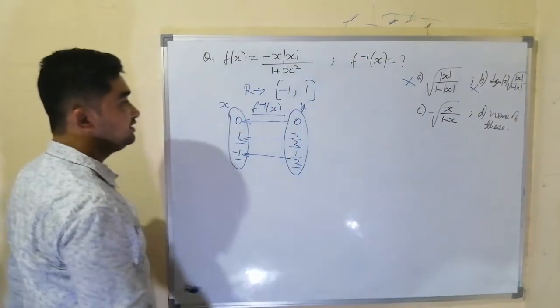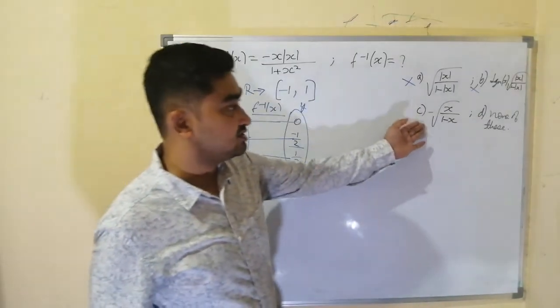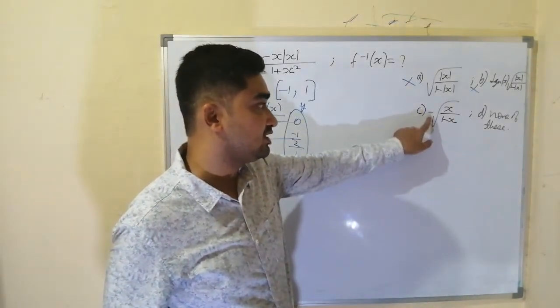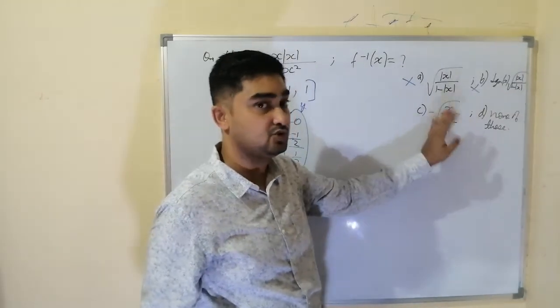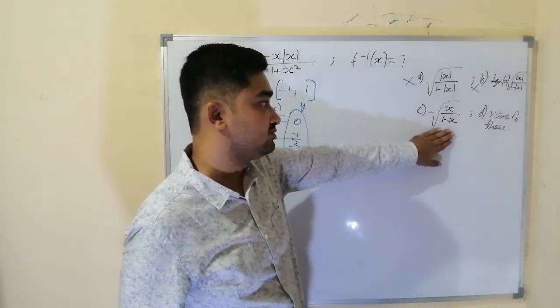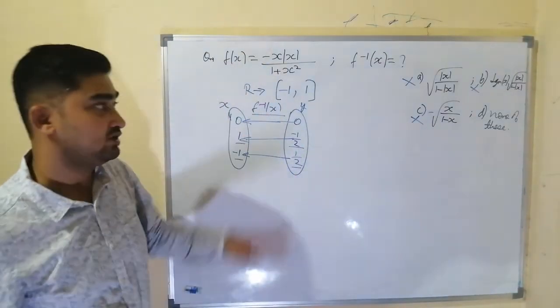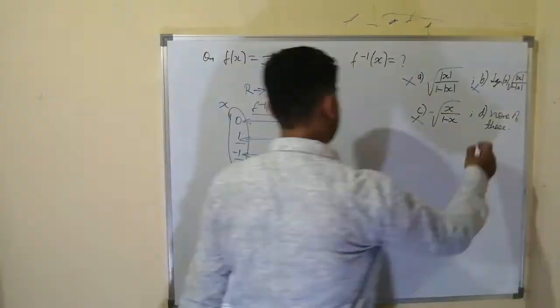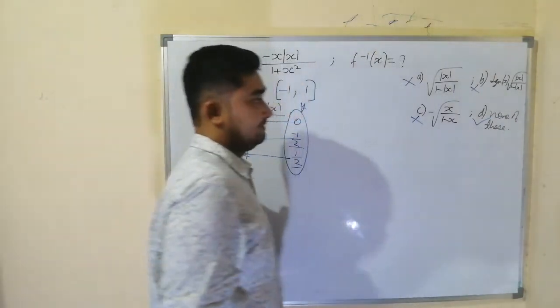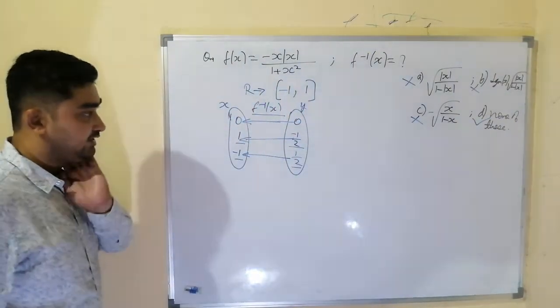Check option C. In option C, the answer is always negative because minus is outside and under root of anything is always positive. If it is defined, it is always positive. So it is always negative, but we want a positive answer also. So it is also not the answer. So the answer is D. So this is the simpler way to do this.